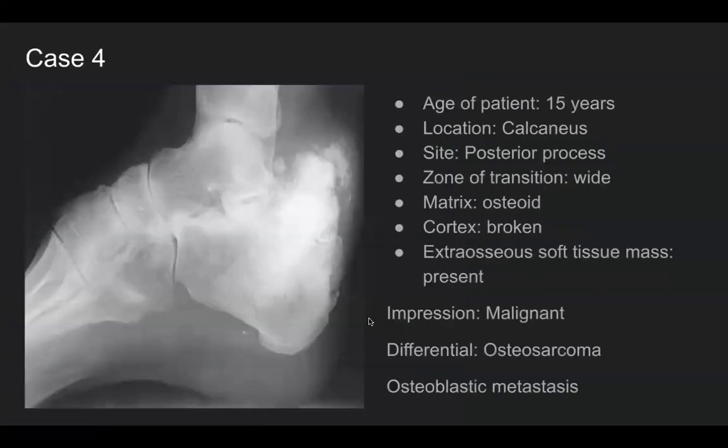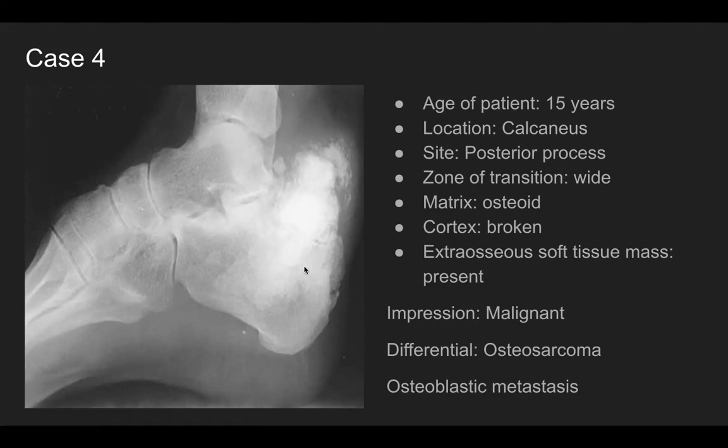Now, case 4, this is involving a calcaneum. So, a 15-year-old patient, a very huge mass involving the posterior process of calcaneus, with a wide zone of transition. It has an osteoid matrix inside. It is producing bone, and the cortex is broken, and there is a large extraosseous soft tissue component. So, 100% malignant. There's no doubt, cortical break is there, and extraosseous soft tissue component is there. So, impression malignant. And what can be the differentials?